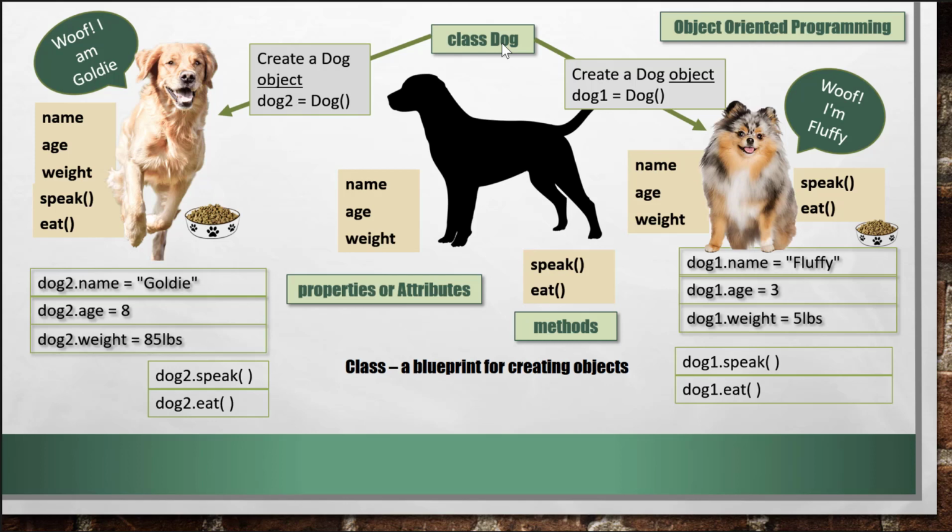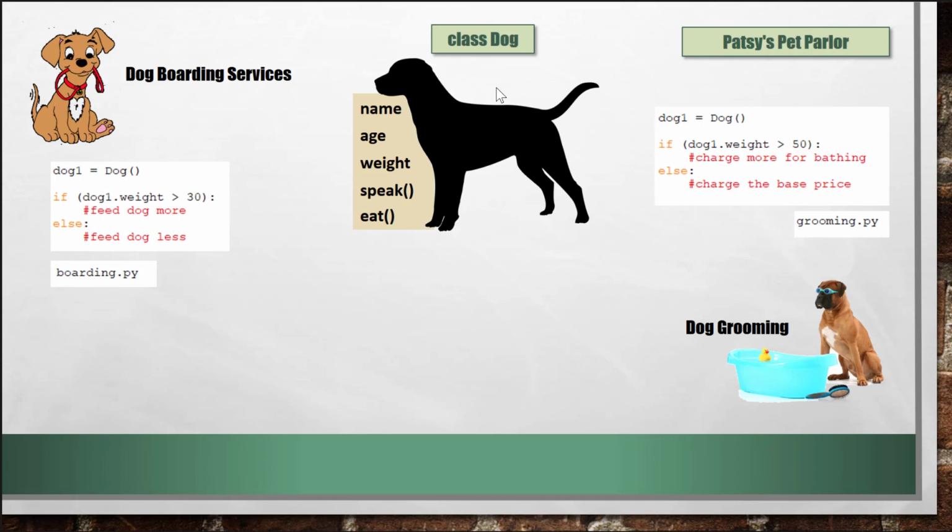So what would be a good way to implement this? How is this going to benefit us? Well, let's look at this idea. Let's say that we need to develop some software for Patsy's Pet Parlor. And Patsy's Pet Parlor does quite a number of services, but we're going to look at a dog grooming service and a dog boarding service.